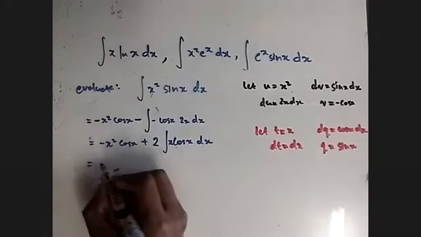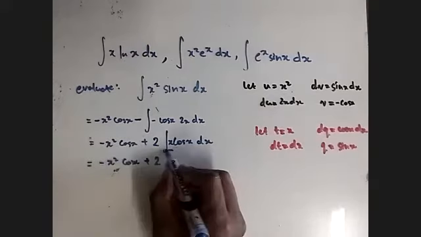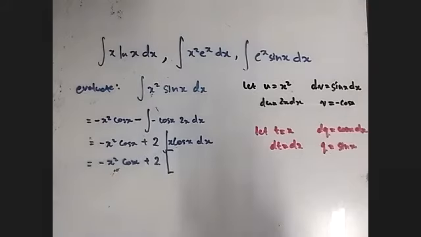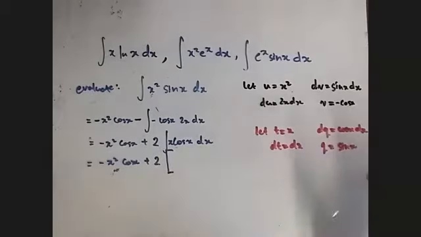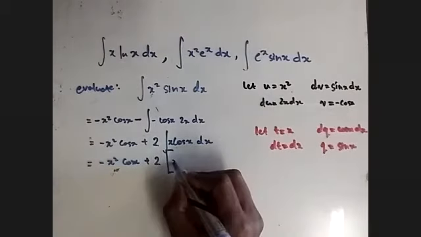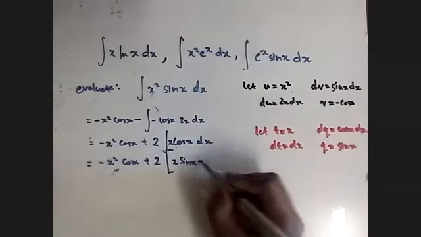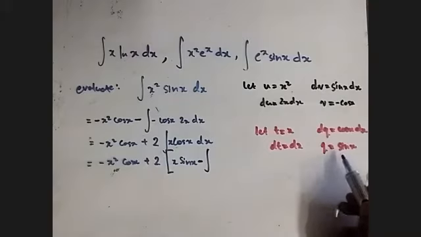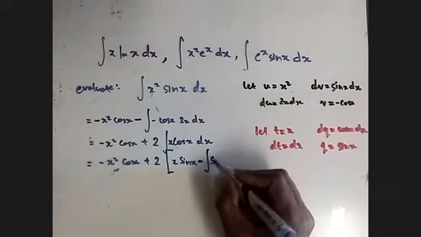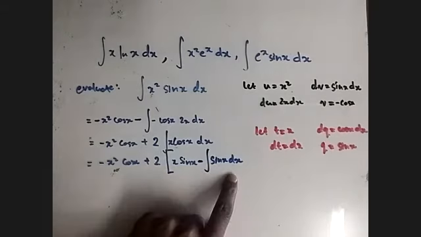So we're going to have negative x squared cos of x plus 2 times. Now, this is where the integration by parts comes again. T times q, which is x sine x, and then you're going to have minus the integral of q dt. This is dx.